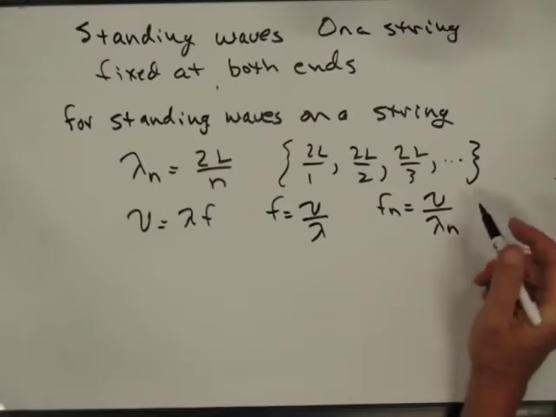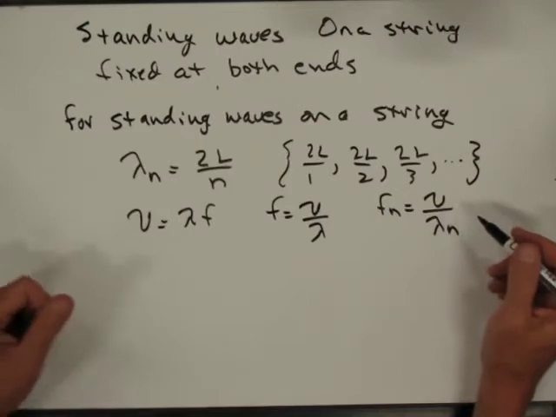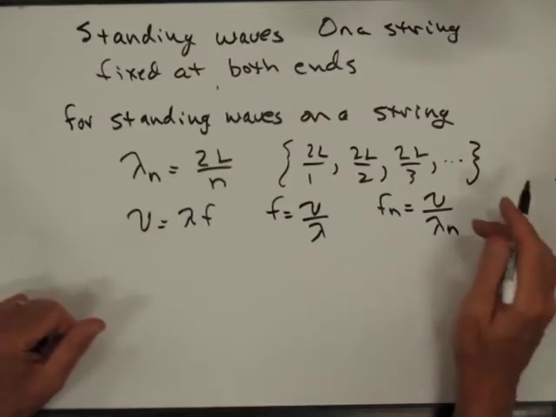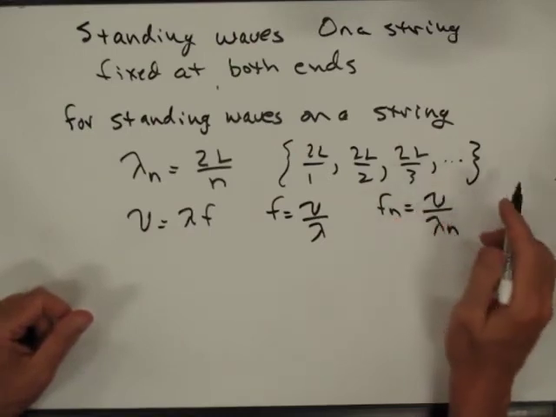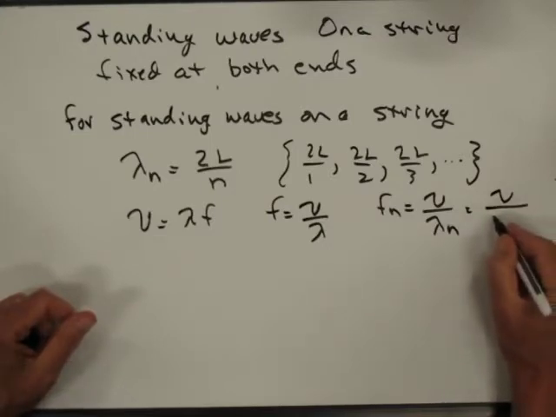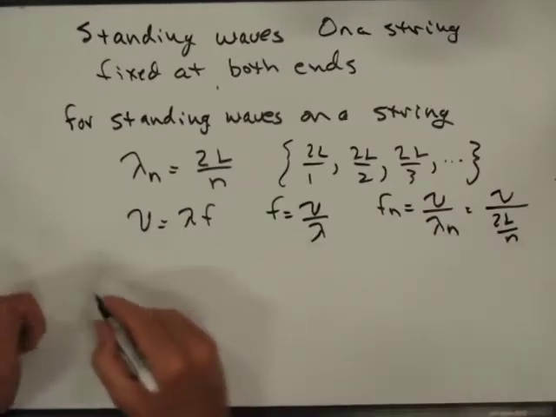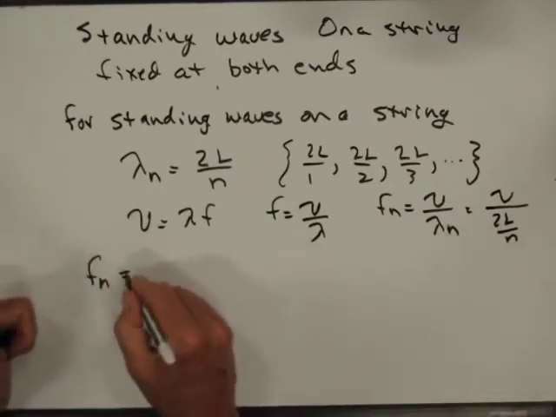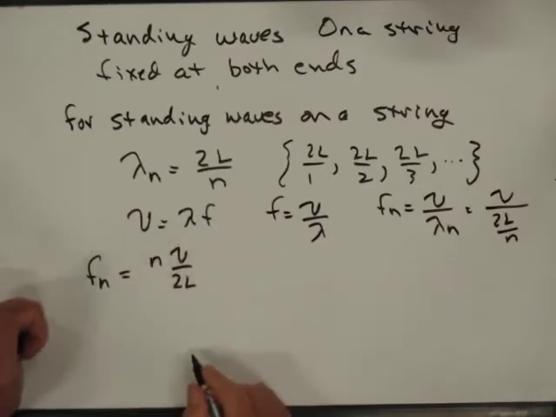All the sound waves, regardless of their wavelength or frequency, travel the same speed in air. All the light waves, regardless of their frequency, travel the same speed in any given material, but in particular in a vacuum or in air. And so if we want to know what the frequencies are, well, we can say this is v over 2L over n, because that's what lambda sub n is, right? And that means the nth harmonic is equal to nv over 2L, right?